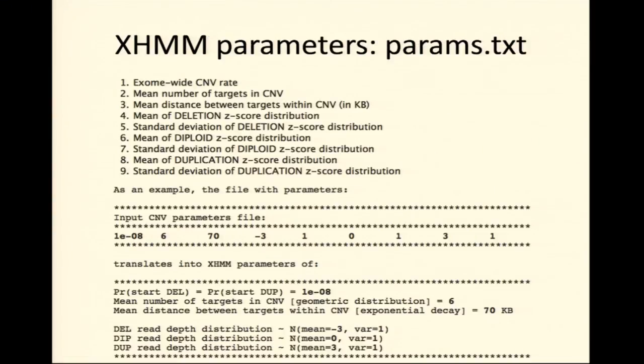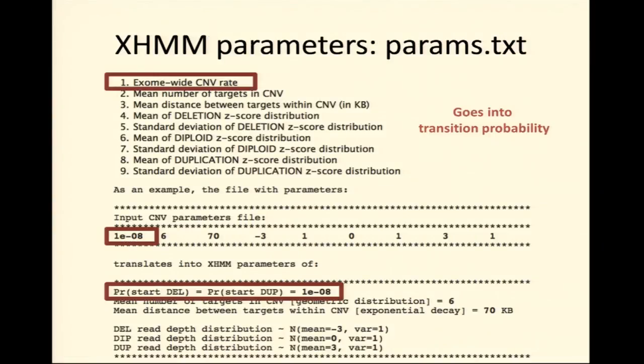Just quickly running through what these different parameters are. I mentioned this earlier, that one of the things we take into account is an exome-wide CNV rate. It doesn't mean exactly the number of CNVs to expect for a particular exome, but you can use this to scale the number of CNVs. If you're running XHMM and you think the number of CNVs you're getting is too high or too low, you can just lower or raise that parameter in your file, and you should get more or fewer CNVs depending on how you change it.